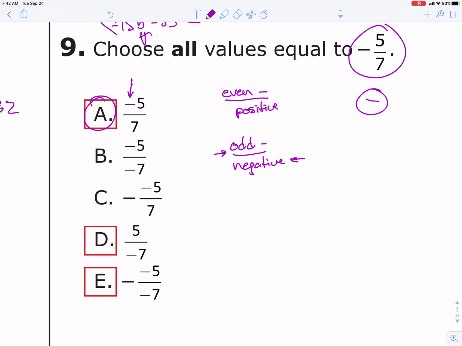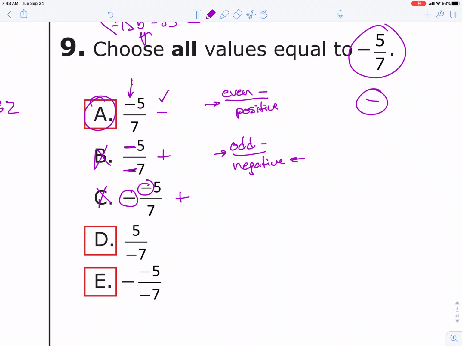Let's look at B. I've got a negative divided by a negative. That's 2 negatives. That's even. So that gives me a positive answer. No bueno. This negative out here means it's negative times a negative. How many negatives? It doesn't even matter if it's multiplication. How many negatives you see? There's 2 of them. Negative times a negative gives me a positive. No good. I'm looking for negatives. This one's a negative, so good job.